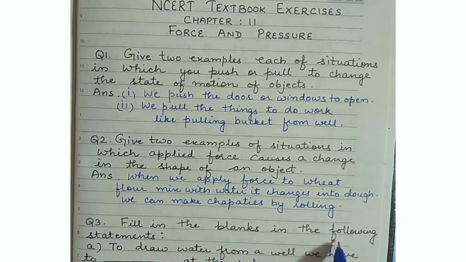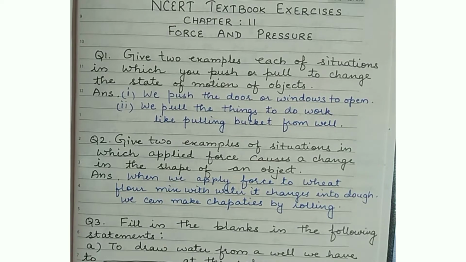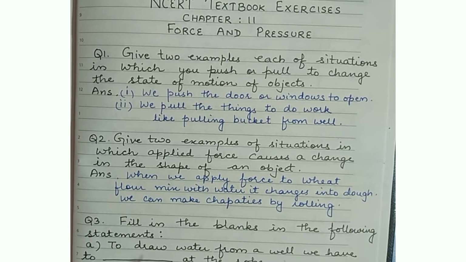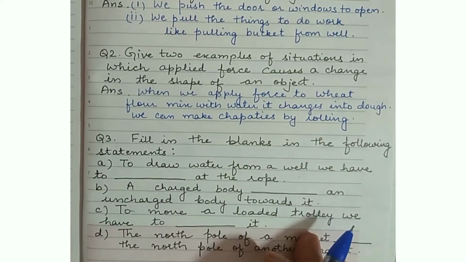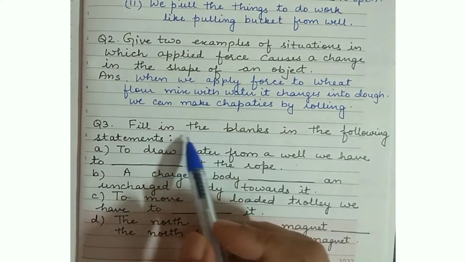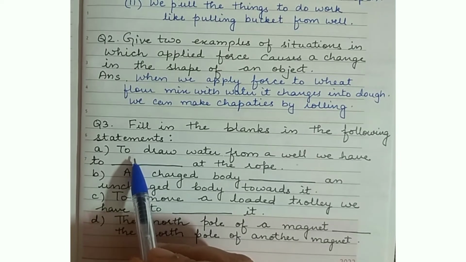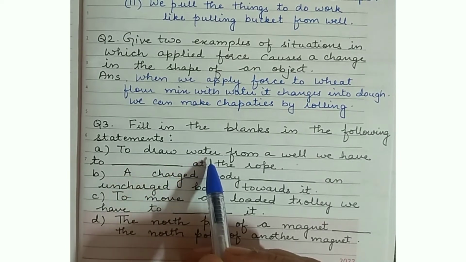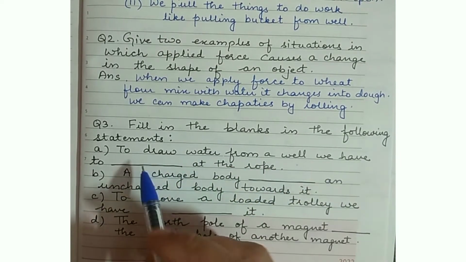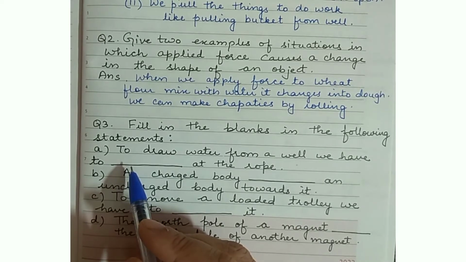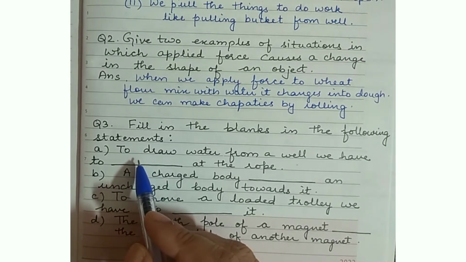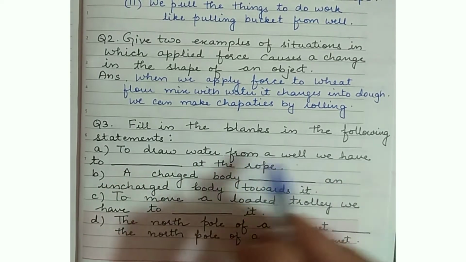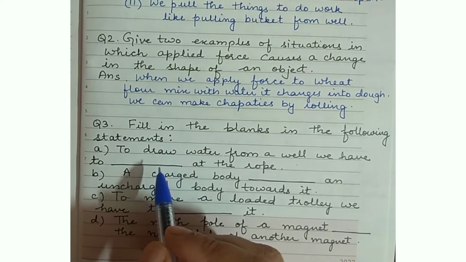Okay, fill in the blanks in the following statements. To draw water from a well, we have to dash at the rope. So what we have to do when we draw water from a well? Very easy. We have to pull the rope. Okay, we have to apply force at the rope. Which one? Muscular force. Okay.